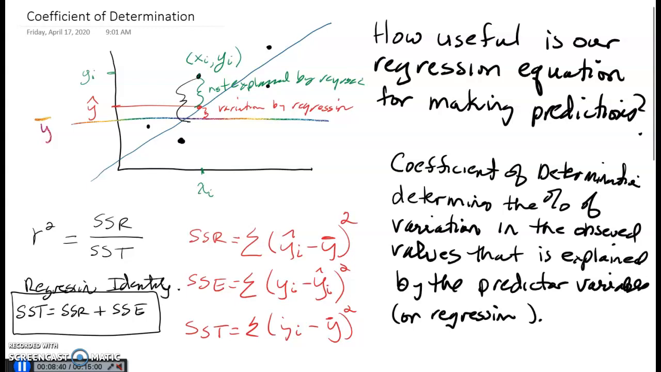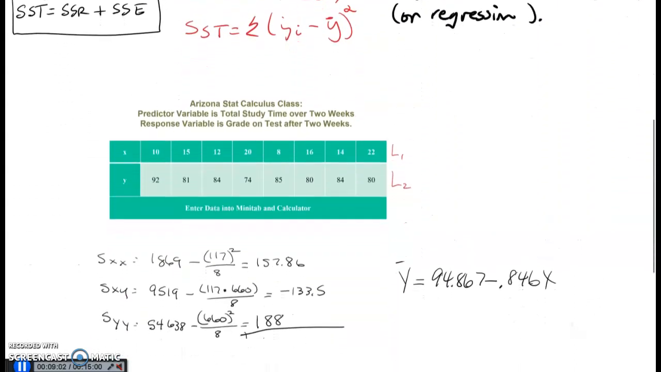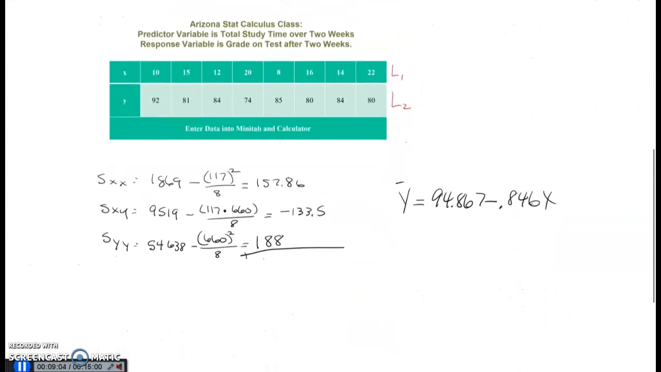Okay, so what we're going to do now is use this idea. These are our defining formulas. They actually define what's happening in our image above, but we have computing formulas that are going to make these calculations much easier. You're not going to have to do all these differences, square them, and then sum them together. So let's go back to the data we were working on in the last video, where our predictor variable is the total study time over 2 weeks, and our response variable, our outcome, is the test that you took after 2 weeks.